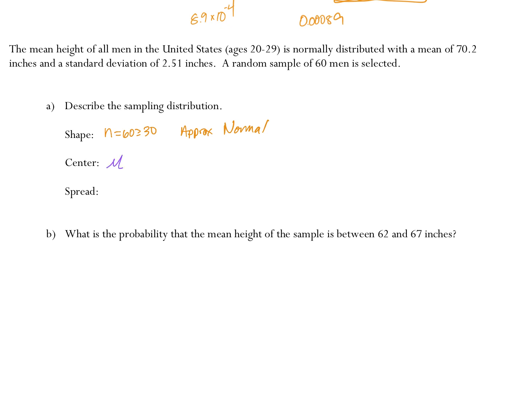All right. And then the mean of the X bars, hopefully you guys got 70.2. The standard deviation of the X bars, hopefully you did 2.5 divided by the square root of 60. I got 0.32. Thank you. So I did do it right, once I realized that I did it wrong. 0.32, yeah? All right.